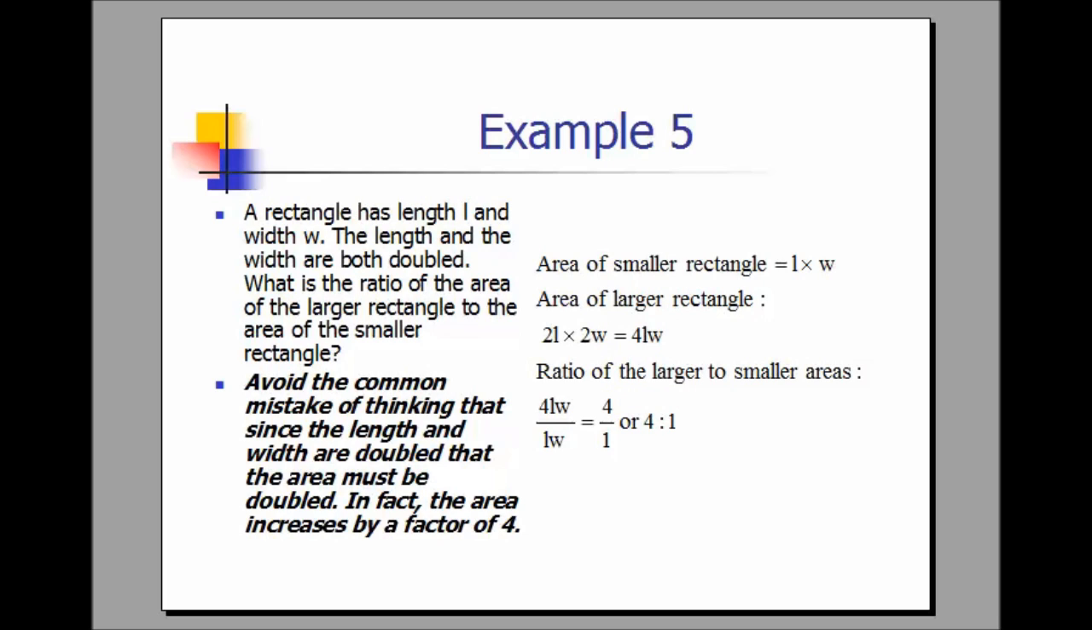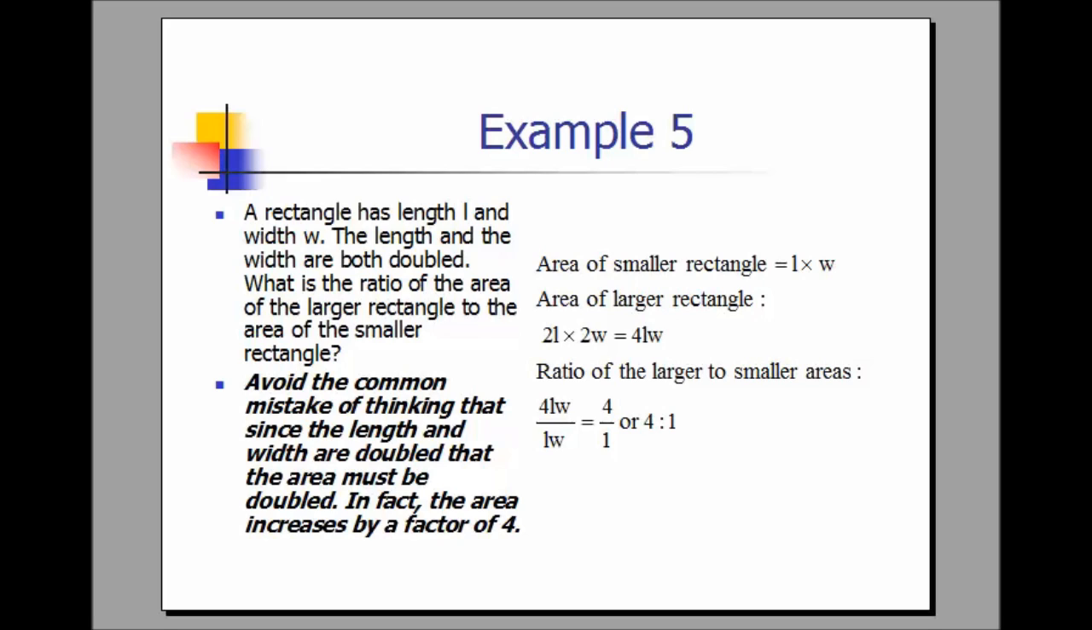Example 5. A rectangle has length L and width W. The length and the width are both doubled. What is the ratio of the area of the larger rectangle to the area of the smaller rectangle? Notice what's in bold on the left. Avoid the common mistake of thinking that since the length and width are doubled, the area must be doubled. In fact, the area increases by a factor of 4. And on the right, we explain why that's the case.